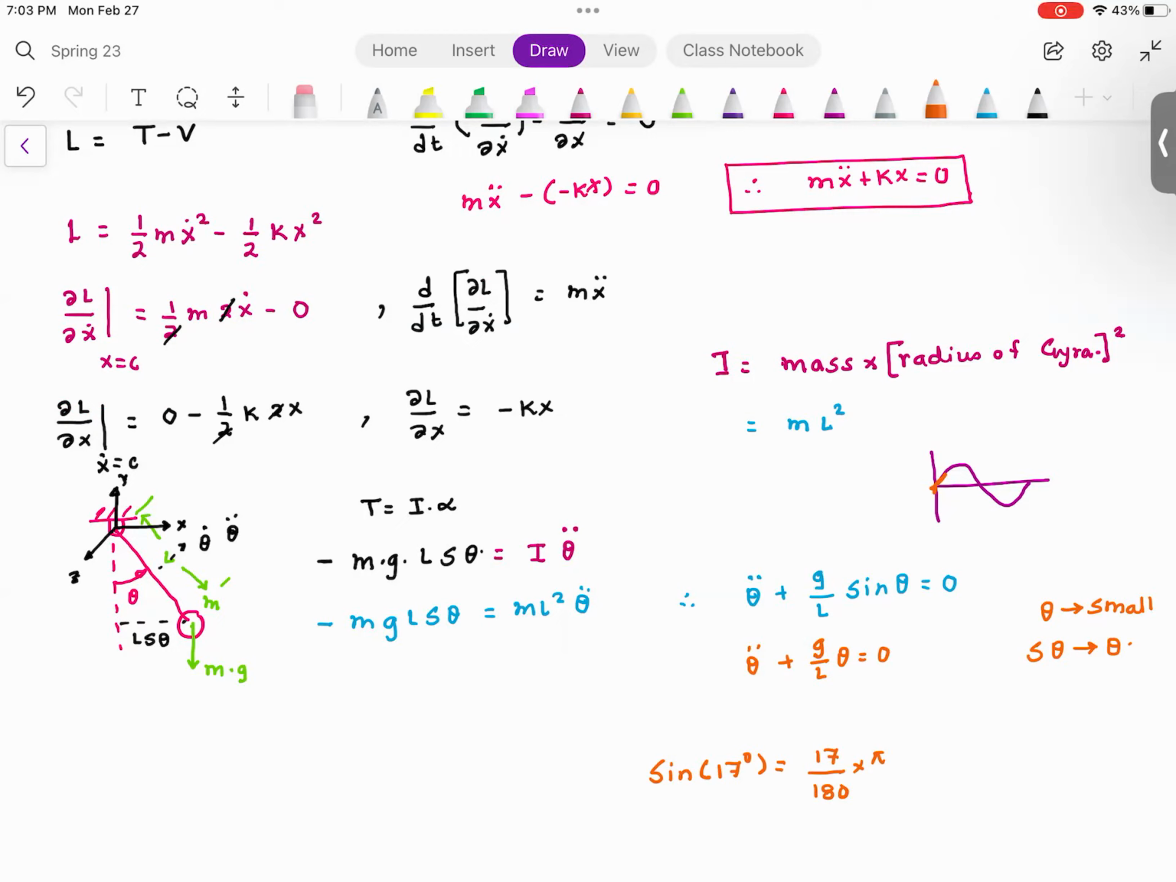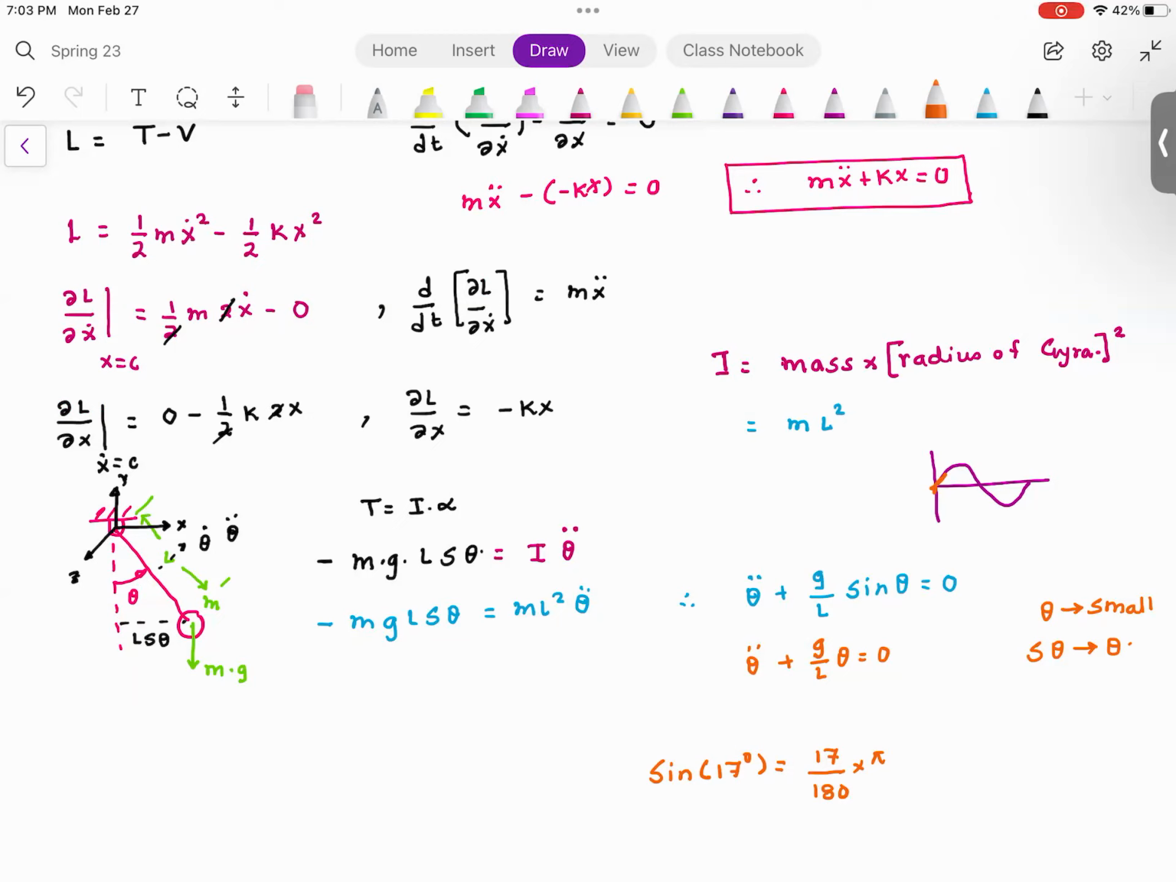Everyone understood this? Any questions here? Now I can derive the exact same equation using the Lagrangian approach, or using the Hamiltonian approach. But I want to tell you something.